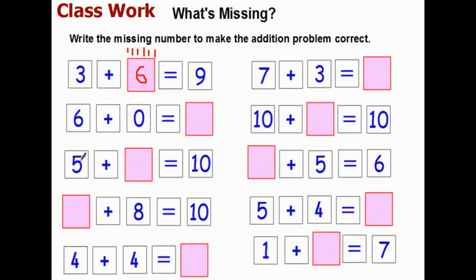What number? 5 in my mind, 6, 7, 8, 9, 10. So how many bars? Here you have 5 bars. So the answer is 5. Since the sum of these two is 10, how many bars? 5.